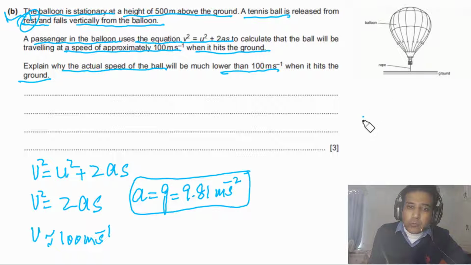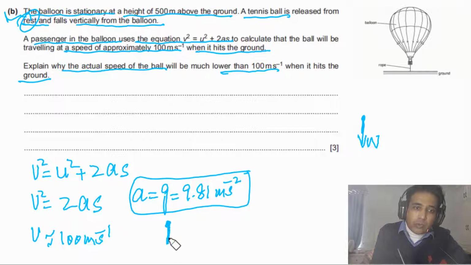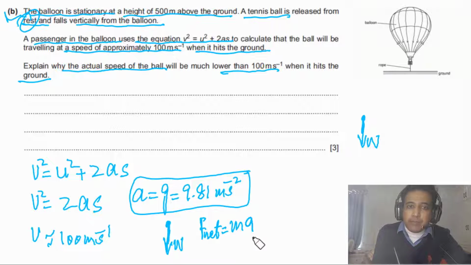So when the ball is falling, there are two forces acting on the ball. One is the weight. The calculation assumes the only force acting on the ball is the weight, so the net force in this case will be equal to mg. But in this case, when there is air, there is a force by the air. Air resistance is upwards.